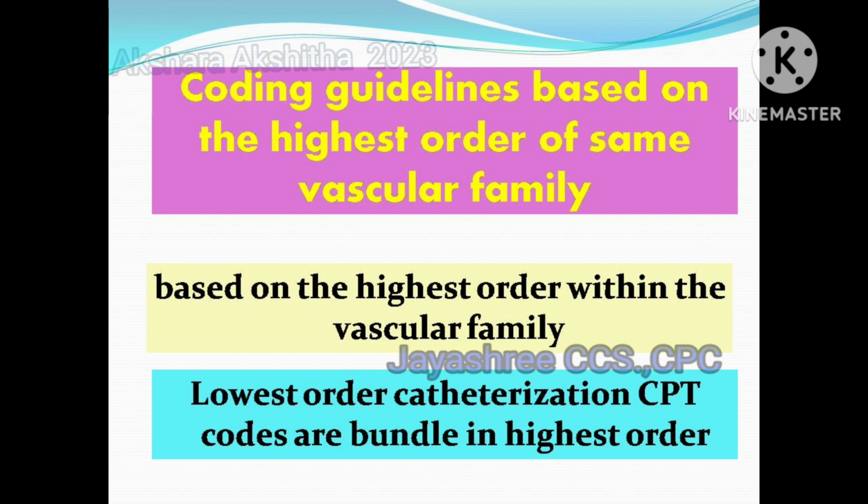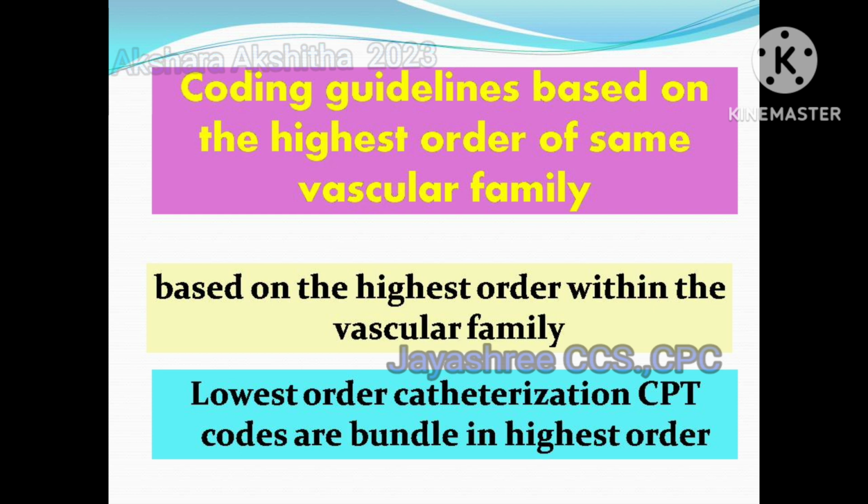So we have to check whether it is ipsilateral or contralateral. If it is ipsilateral, that means the same vascular family, so we code only the highest order. If it is a different vascular family, a different order, we code the highest order as the primary CPT, then the lower order as the secondary CPT with the 59 modifier.